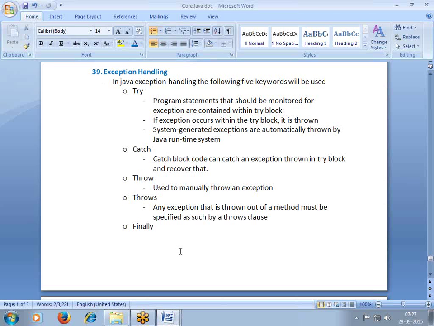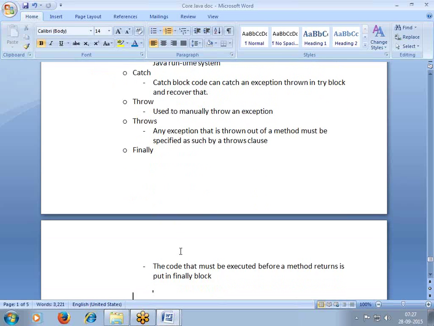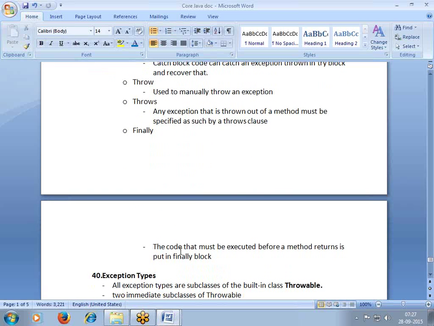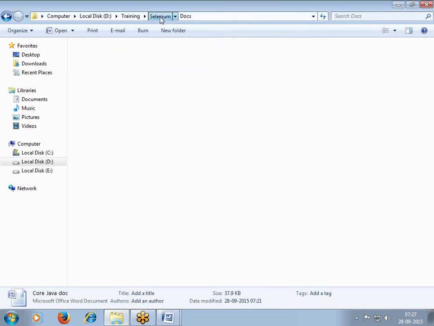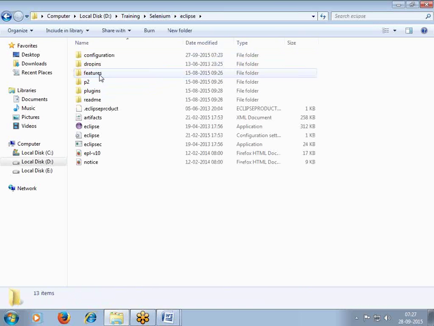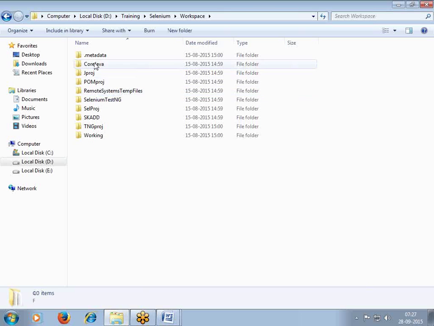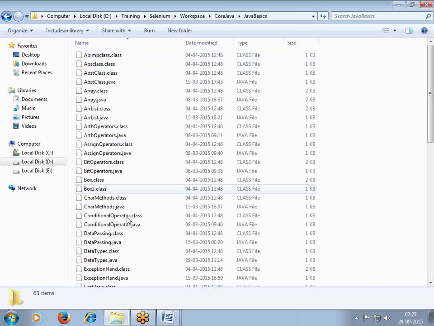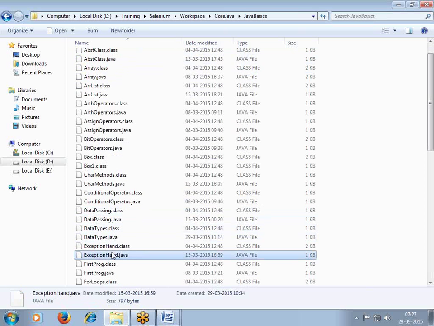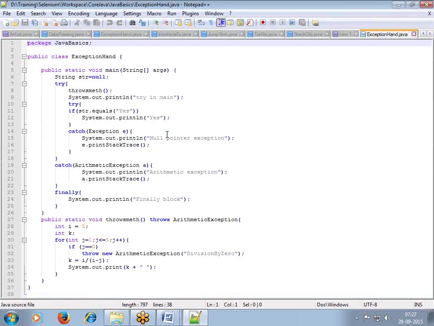Yesterday we called the throws method, right, sir? We called method one from the main method yesterday. I will show you yesterday's example. One second. Yeah, yesterday we have seen this example. Let me open that. Exception handling, right? This one. See, open this in Notepad++. This is the method.